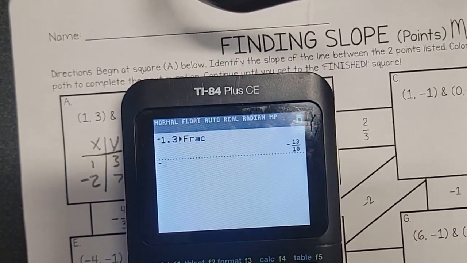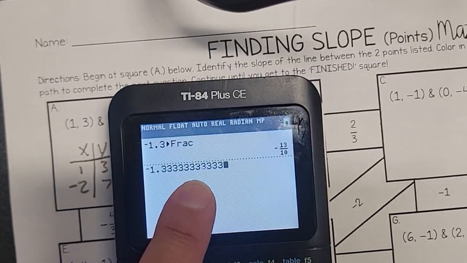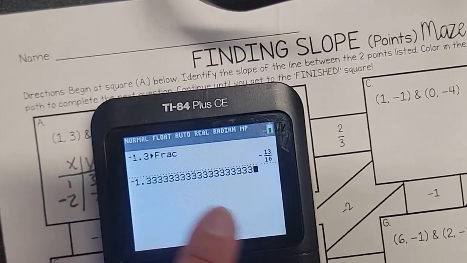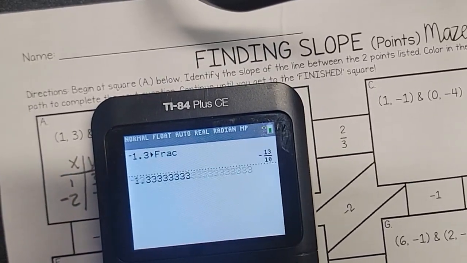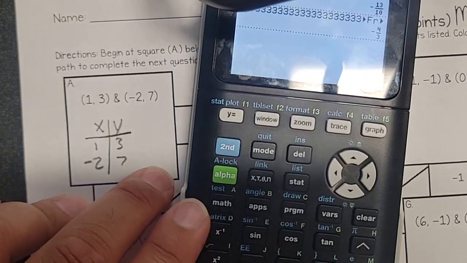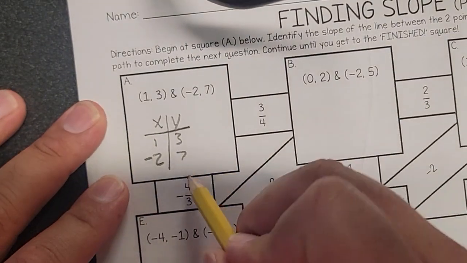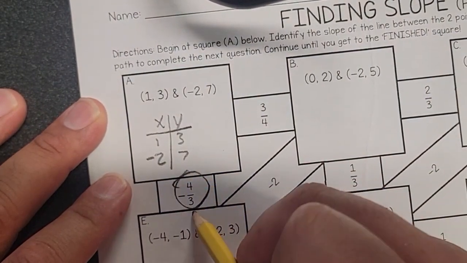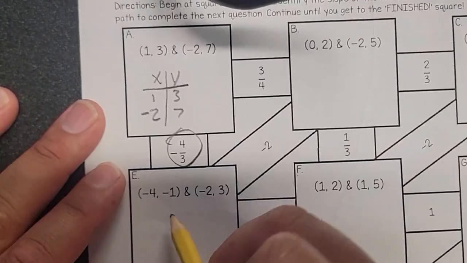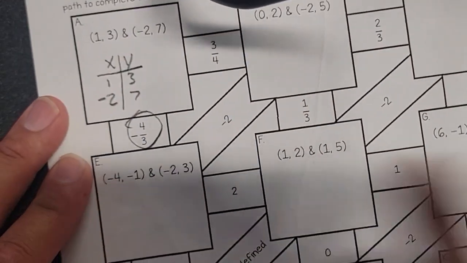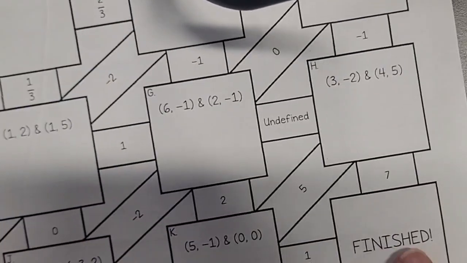So I have to put -1 point, and you got to fill up basically the whole line all the way to the end almost, like that. Then you push math, enter, enter. So the math button's right here. And enter twice. So -4/3. So my little maze, I'm going to go down here. So now I'm going to do this one. So we're trying to find out what is the path to get to the finish.